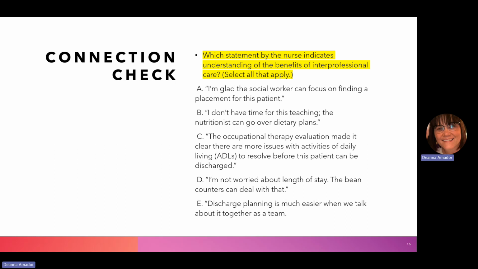So the answers to this are A, I'm glad the social worker can focus on finding a placement for this patient. C, the occupational therapy evaluation made it clear that there are more issues with activities of daily living to resolve before this patient can be discharged. And E, discharge planning is much easier when we talk about it together as a team.